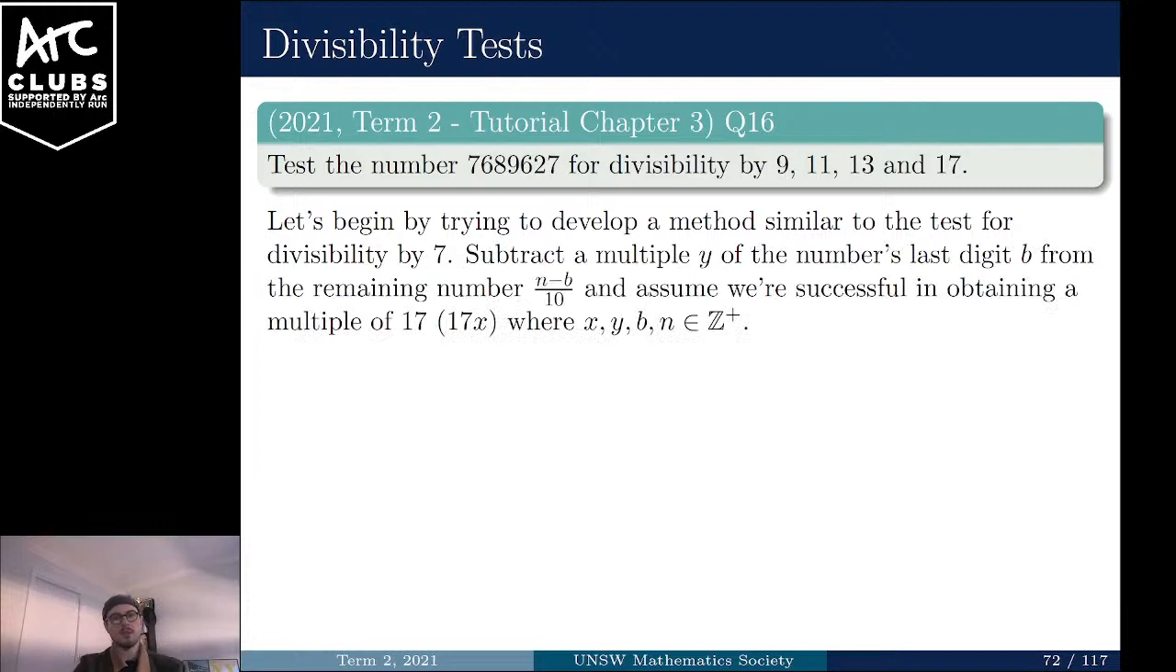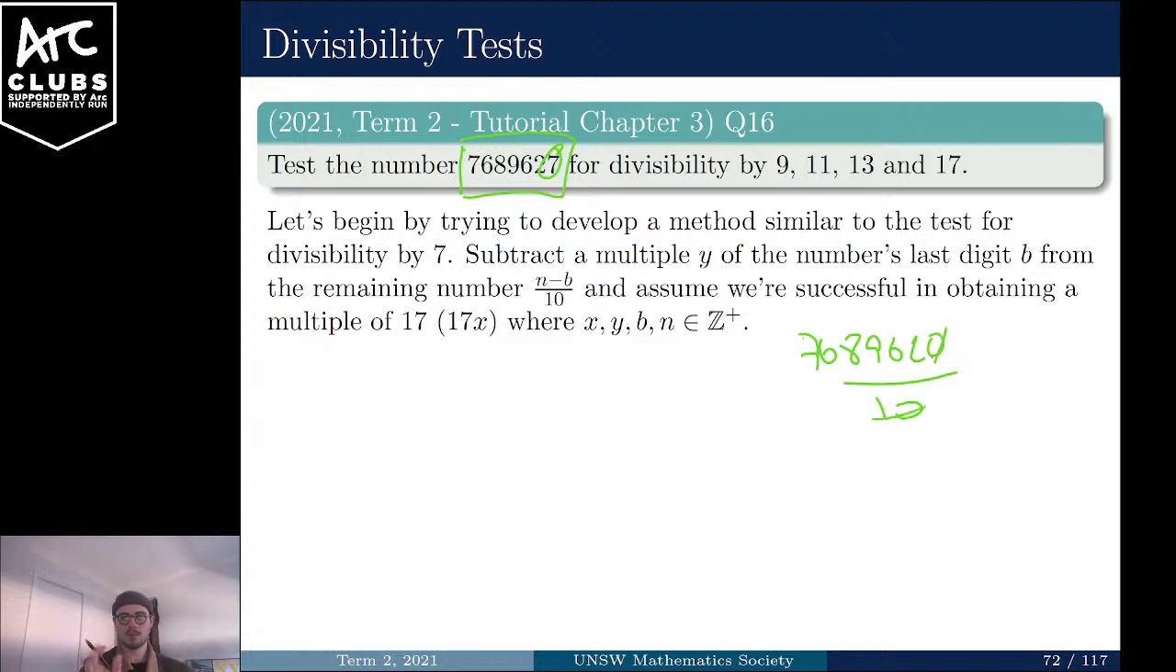So the way 7 works is you take away, I think it's 2 times the last digit from the rest of the number. So if we make this a bit abstract, we say, well, let's take a multiple y of the last digit from the rest of the number. So we've got this whole number here, right? And we're saying take y of these last digits. So take y of these away from the rest of the number, and then let's see what happens from there. So n is this original number here. Take away this last digit, so then it'll be 7689620, and then divide it by 10, so we can get rid of that 0.